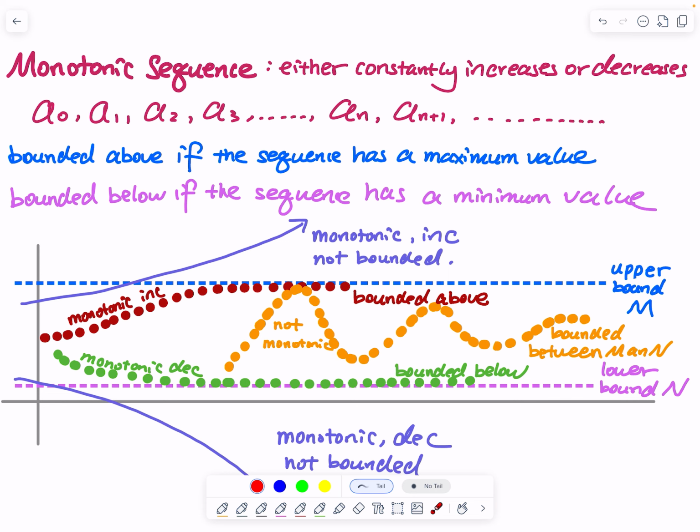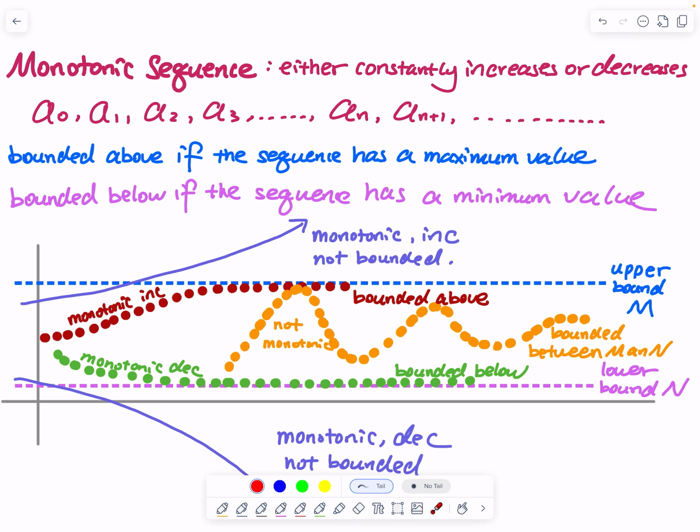And then what about monotonic increasing but not bounded? That will be this curve. It will just go all the way up, not bounded, just like the graph of e to the x going up. And then this one is going down, not bounded at all. All right, so that is monotonic.